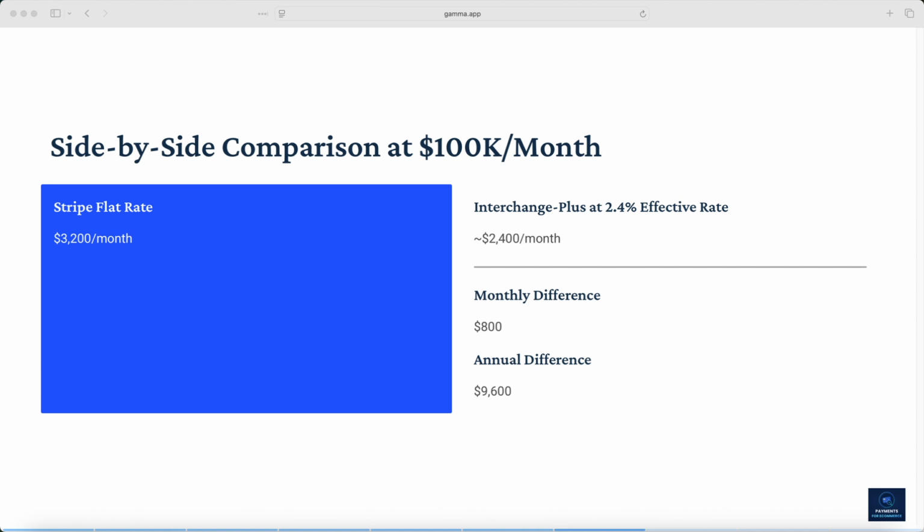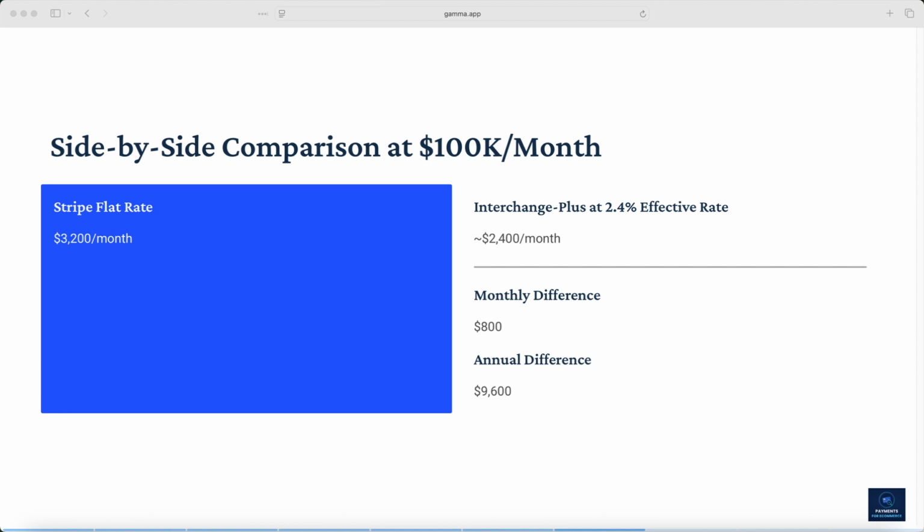Let's scale it up. At $100,000 a month, okay, now Stripe is probably costing you around $3,200 a month, okay? Now, on an Interchange Plus model, at that same 2.4% effective rate, again, which is very achievable, that's an $800 monthly difference, okay? You're paying only $2,400 a month, or $9,600 a year. That's nearly $10,000 annually that you're paying in excess processing fees simply because of the pricing model you're on.